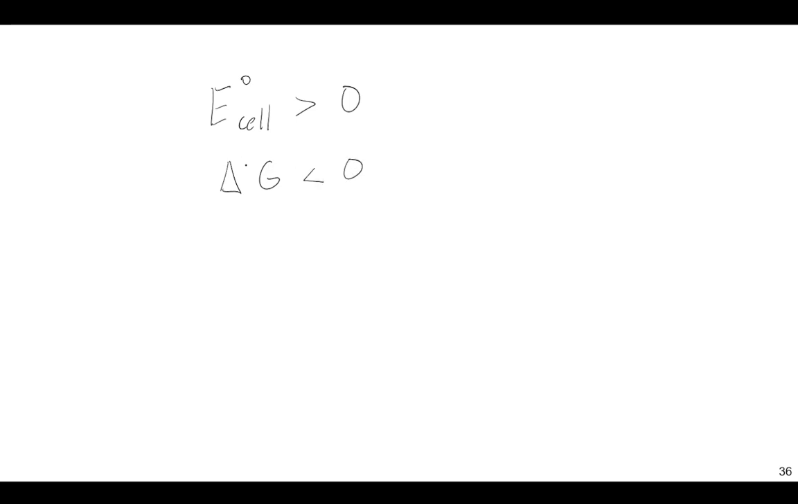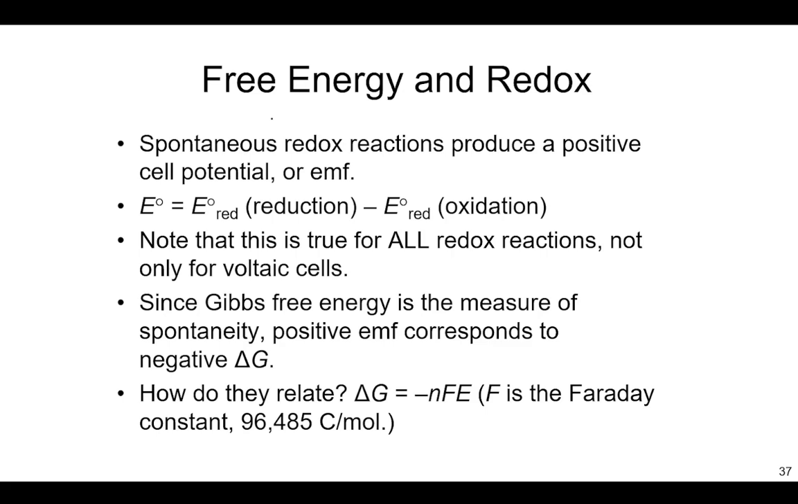But we can actually quantify the connection between these two explicitly. Spontaneous redox reactions provide a positive cell potential and negative Gibbs free energy. And we can calculate, as we talked about in the past, our cell potential from the cathode and anode, or where reduction is taking place, versus oxidation. And really, we can expand this out of voltaic cells to all redox reactions, whether that's in a voltaic cell or happening in the human body. We can still make this connection of cell potential to spontaneity.